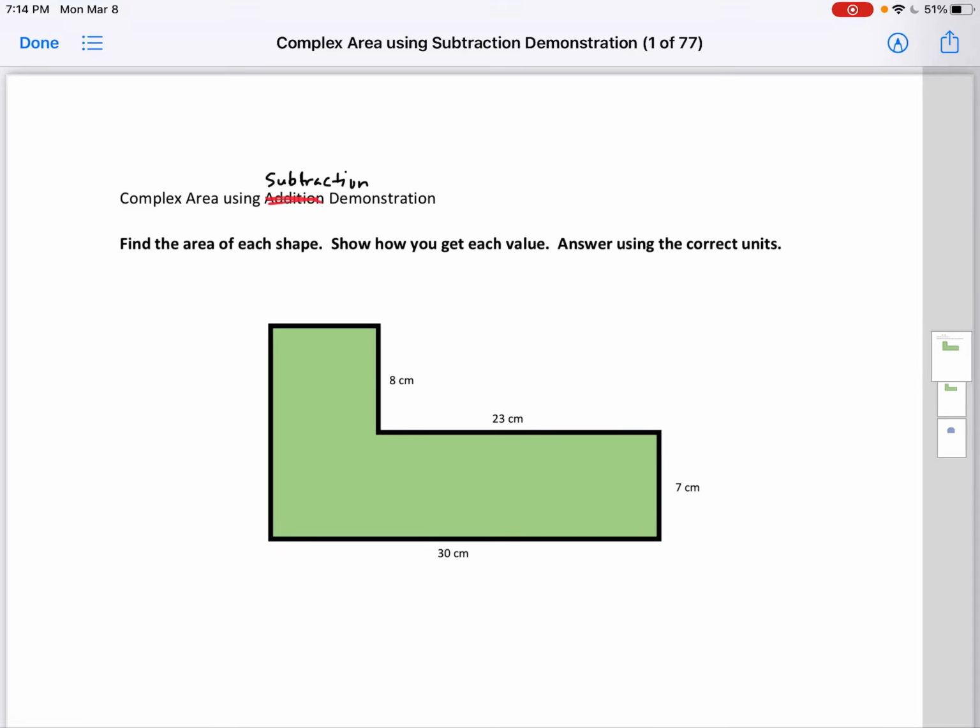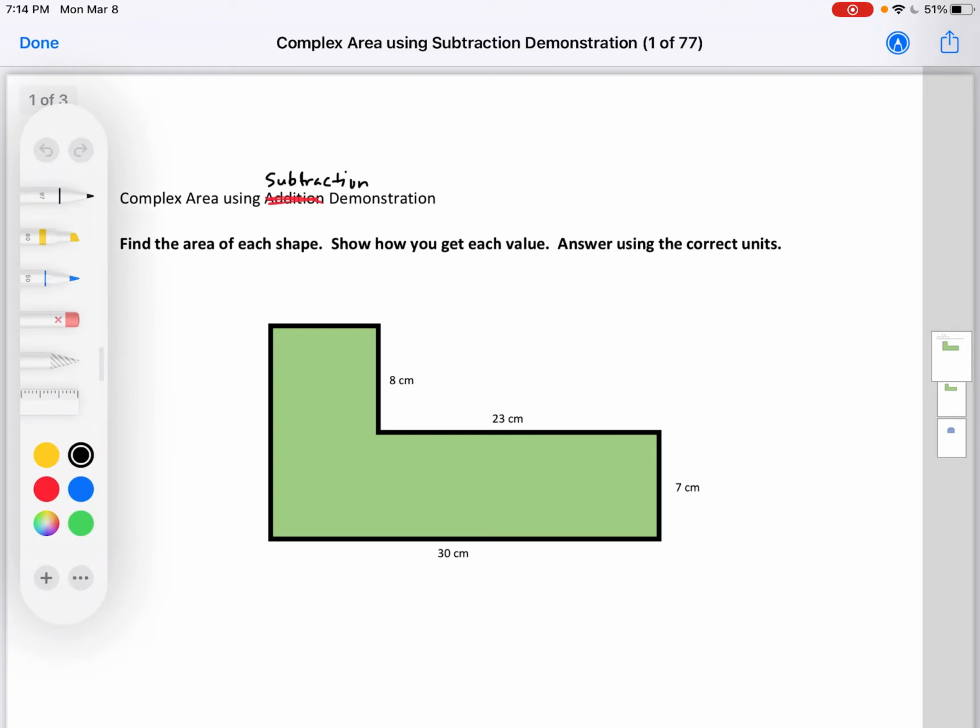Hello. This recording is again about complex area, but this time I'm going to be using subtraction to find the answers. These are the same shapes as the prior video, but I am using a different approach. Okay, so first thing, we first need to find the measurements of the missing sides.